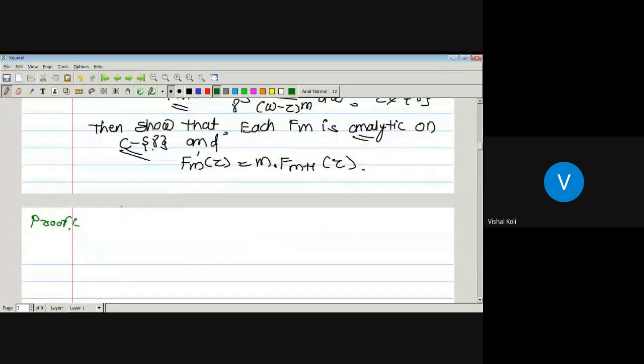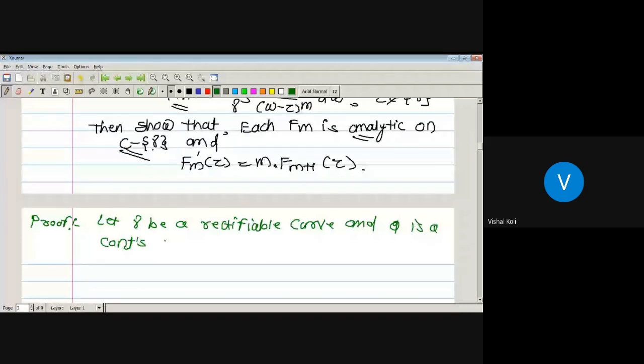Let gamma be a rectifiable curve, and phi is a continuous function on the trace of gamma. Now let us define, as we have to prove that Fm is analytic on C minus trace of gamma.